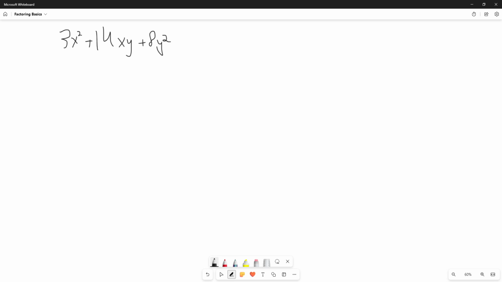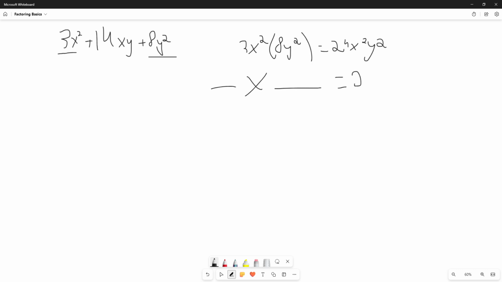Now, we can actually check this out. We can do, like we did earlier, what multiplies to 3x times 8y squared? So 3x multiplied by 8y squared is 24x squared y squared. So we have to say what multiplies to those two numbers, 24x squared y squared, and adds up to that middle number, right? This middle number with 14xy.